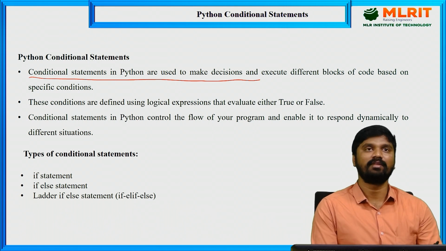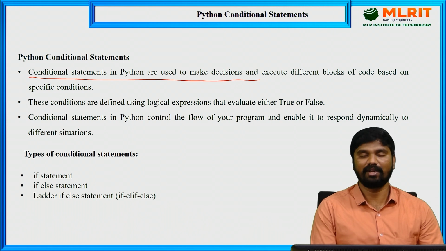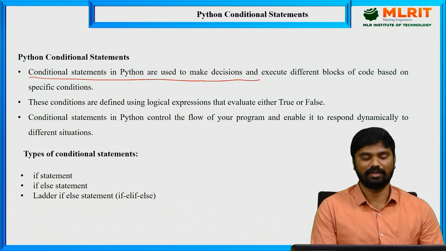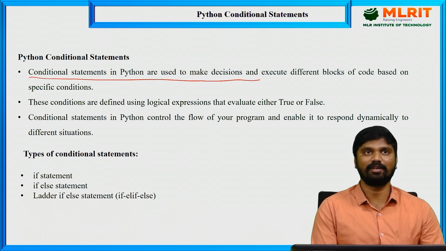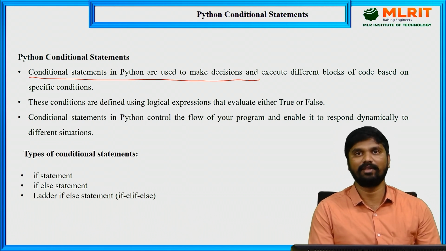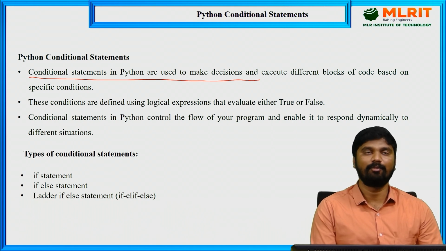That means if the condition becomes true, then we have to execute one block of code. If the condition is false, then another block of code has to be executed. So conditional statements are used to make decisions and execute different blocks of code based on conditions. You have to evaluate the conditions, and based on the condition evaluation, execute the different blocks of code by making the decisions.